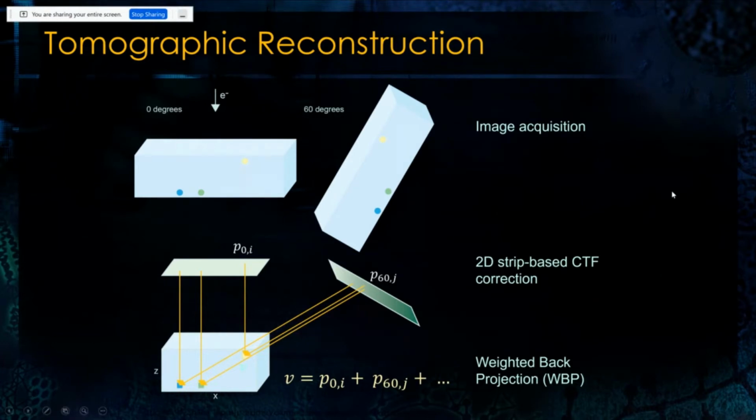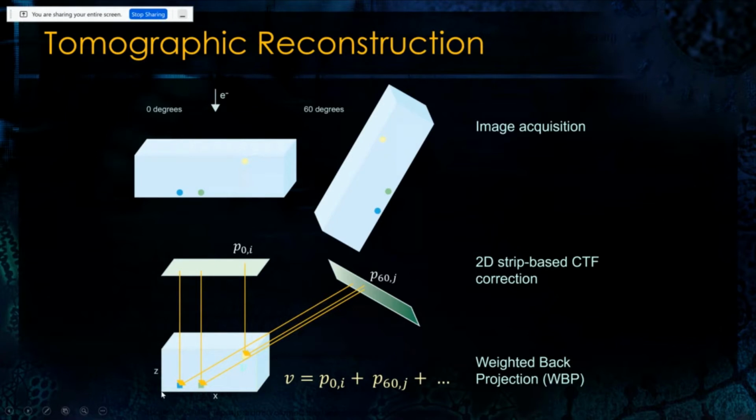The reconstruction on its own is very simple. So you collect your projection, you correct your projection with the so-called 2D strip-based CTF approach, meaning that at 0 tilt you assume only one defocus value, but here you assume this gradient, and based on the estimation, you split this projection into stripes like that, and each stripe is corrected with a slightly different defoci value, producing this gradient.